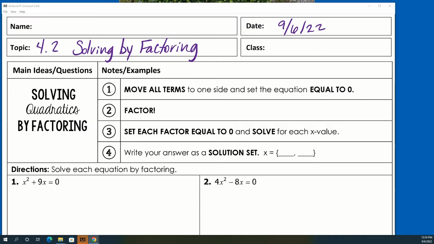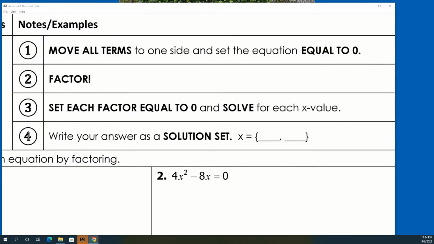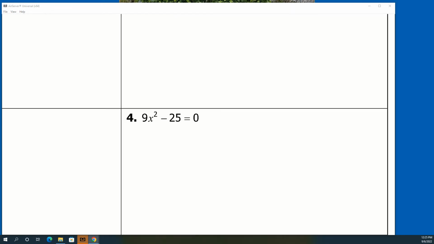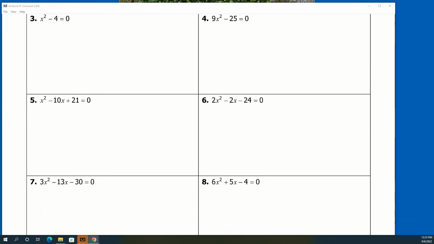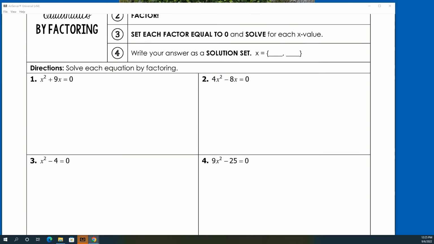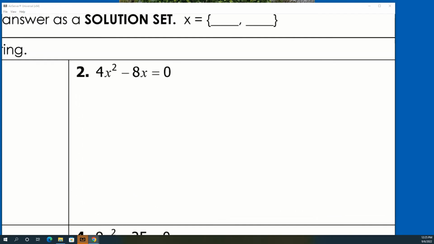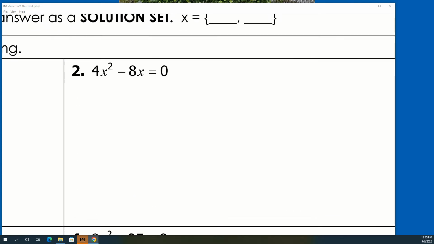Okay, so the first step to solve by factoring is to move all your terms to one side so the equation is equal to 0. So you can't solve by factoring if you don't do that. That step has to be done. Do we need to do that on any of these ones on the front? No, they all equal 0. So on the front, we can kind of forget about that first step. And then step 2 is going to be to factor.